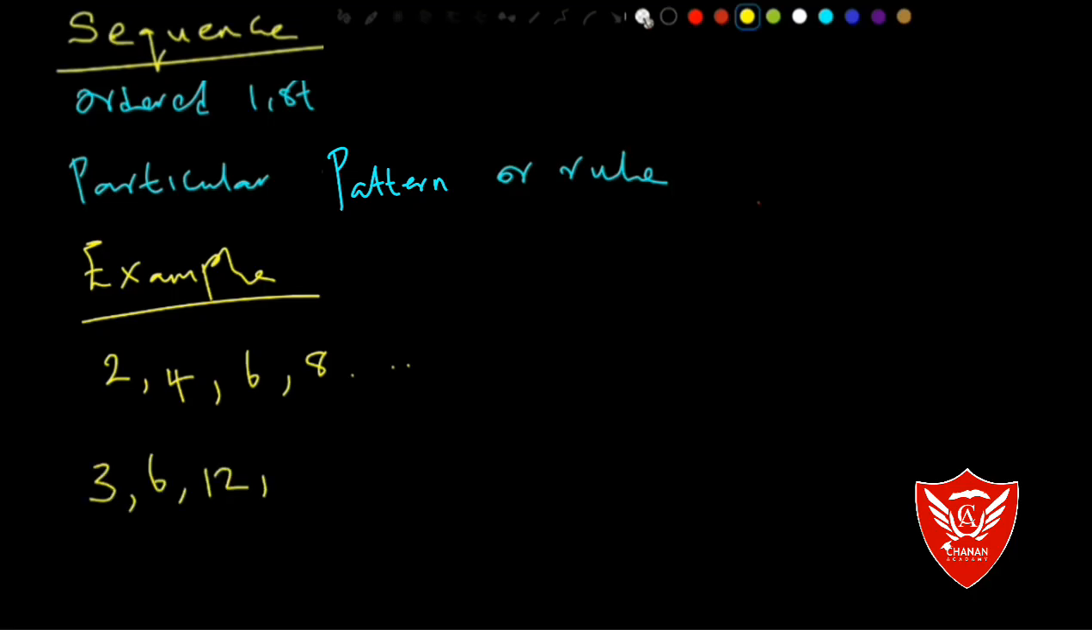12, 24. Now, if you see this also, it follows a pattern. Can you guess the pattern? All right. So if you have 3, you multiply by 2, you get 6. If you have 6, multiply by 2, you get 12. If you multiply 12 by 2, you get 24. So that's the pattern that it is following, and it is the rule that governs this particular sequence.